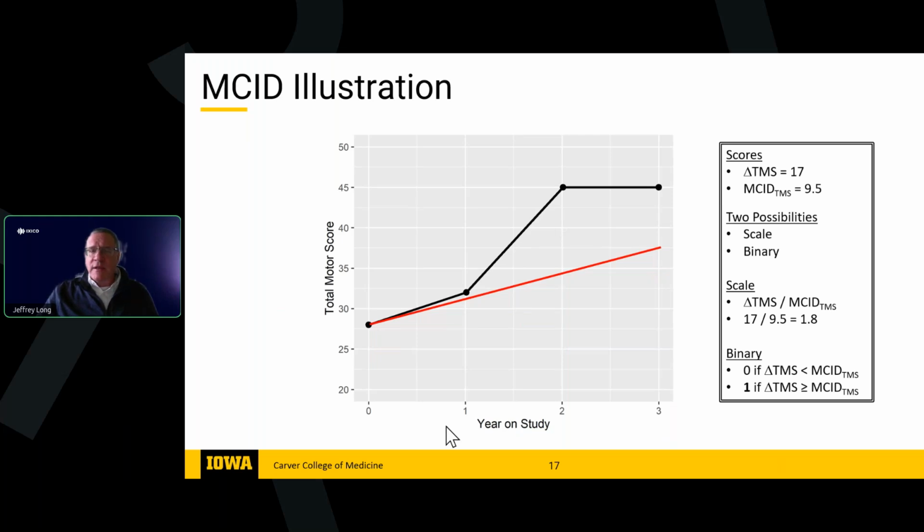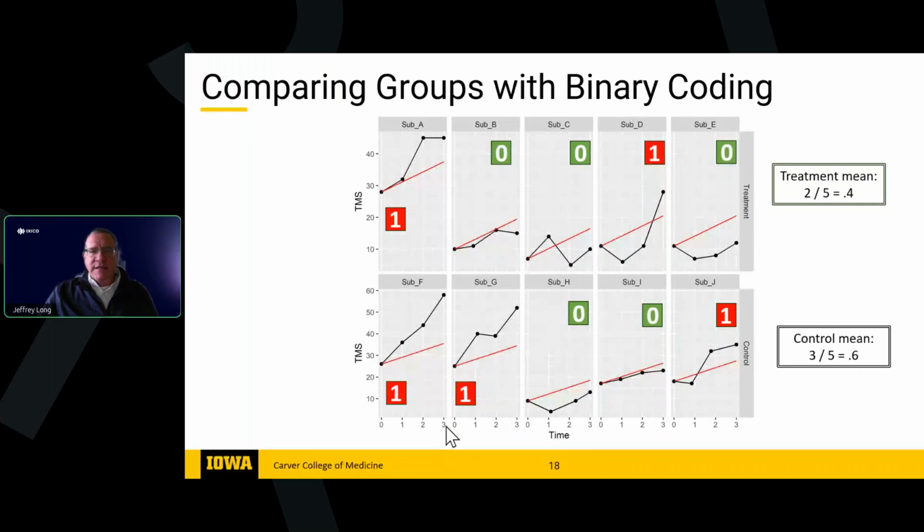We could either scale the change in TMS by the MCID, or we could use a binary scoring, just noting whether a person exceeds the threshold or does not exceed the threshold. And if we go to the next slide, you can get a taste for how this might be used in a clinical trial. We have individuals in a treatment group on the top row and individuals in a control group on the bottom row. And each one of these is binary coded as to whether they have meaningful progression, which is a 1 in red, or don't have meaningful progression, which is a 0 in green.